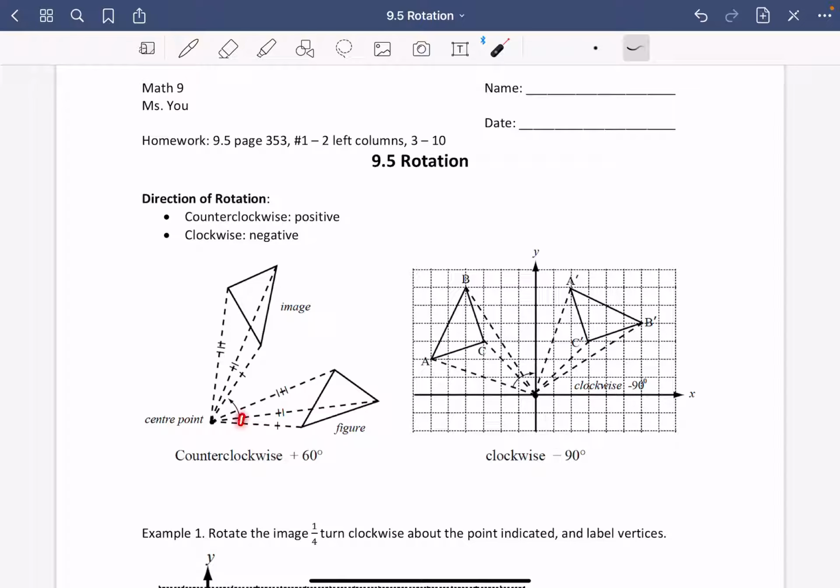If your figure is rotating counterclockwise, so going sort of backwards, then it's a positive rotation. So for example, this one is a positive 60-degree rotation. And if your figure is rotating clockwise, so the forward rotation, then it's going to be a negative rotation, and it's negative 90 degrees in this example. So you can see that from here to the corresponding length, it's a 90-degree angle, right? So it's rotated 90 degrees to the right.